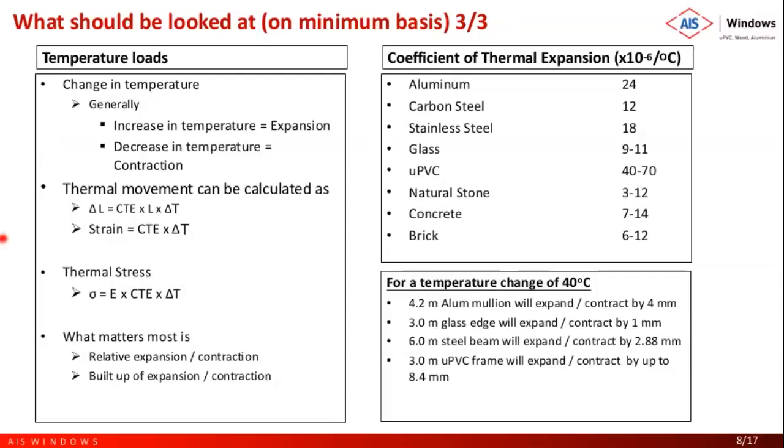Generally, these movements are very easy to calculate. If you see the very easy equation, delta L, the change in length, is equal to coefficient of thermal expansion, CT, into the length of the member, and delta T. Delta T is the change in temperature. So that you can easily estimate what should be the change in length. And similarly, you can also estimate what is the strain. So CT into delta T becomes a strain. So this strain is responsible for the stress. And you can also estimate what is the stress caused inside the structure.